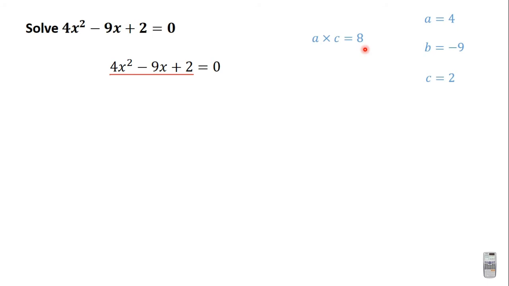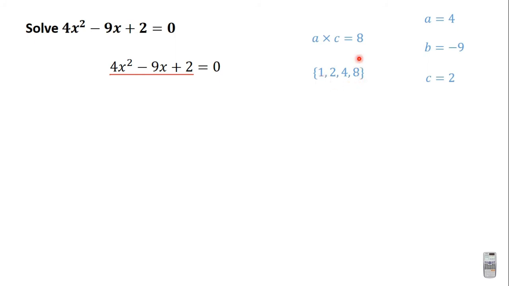So let's list the factors of 8. They are 1, 2, 4, 8. So from this set, we will get the two numbers that when we multiply, we will get 8. When we add, we will get minus 9. Those two numbers from this set are 1 and 8.